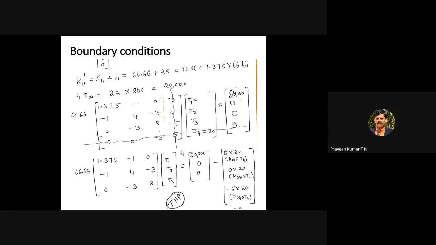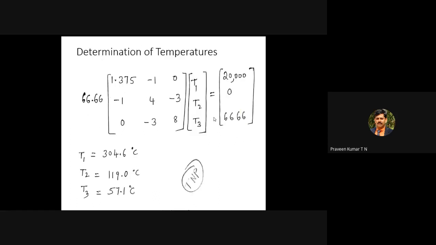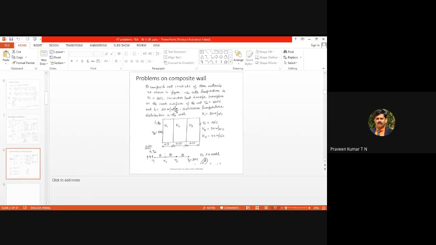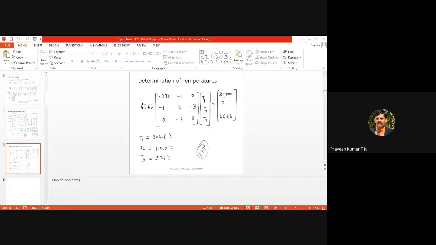Now by using your calculator, if you are using the 77 series Excel, you have to go for mode 1, 2, 3. I think you'll get one equation mode. In the equation mode, you can get the values of T1, T2, T3. After elimination, you'll get these values. So from this equation, we can get the unknown parameters T1, T2, T3.